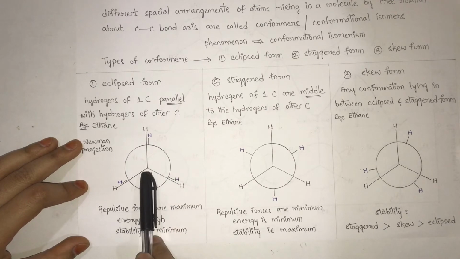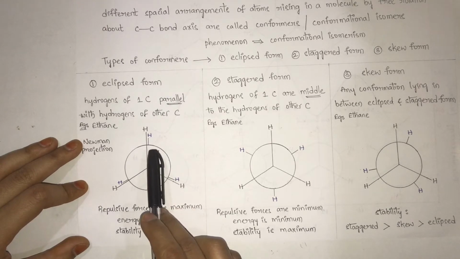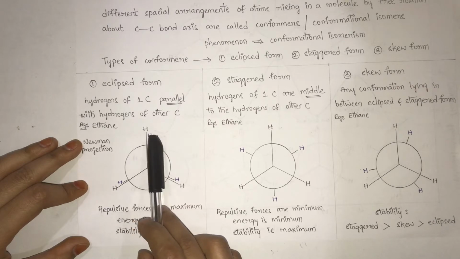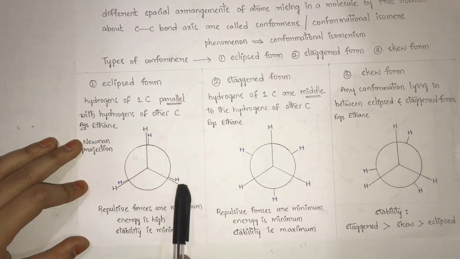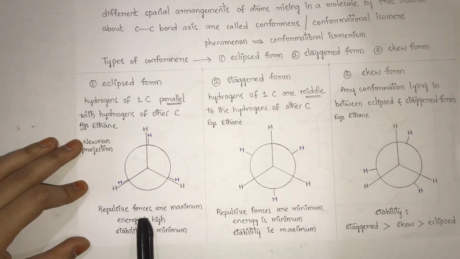Each carbon is having 3 hydrogens. And if we are looking at the structure of ethane according to Newman projection, we can see the overlap of the hydrogens of both carbons. Due to this overlap, this particular eclipsed form has maximum repulsive forces, energy is high, and stability is minimum.